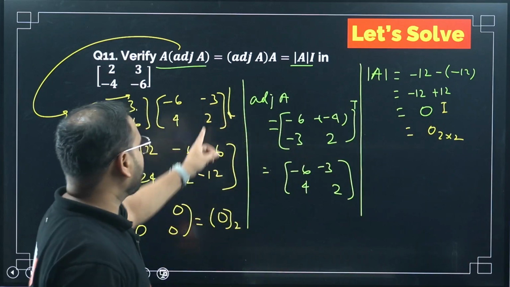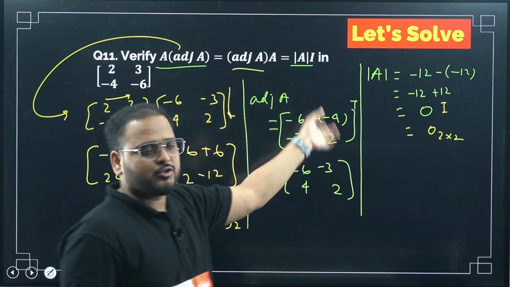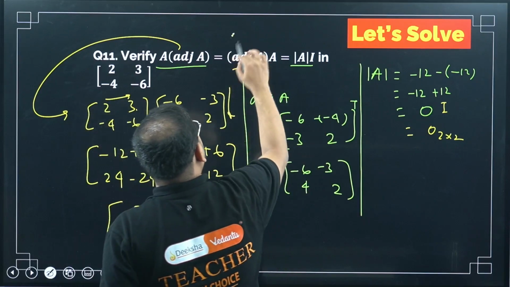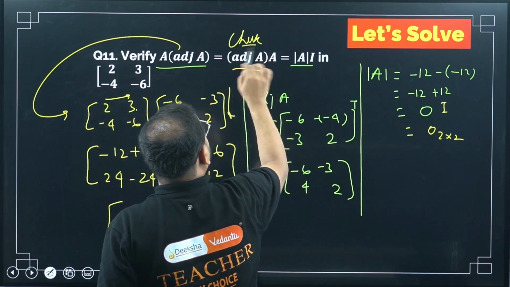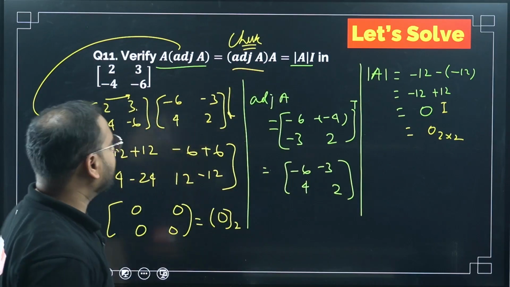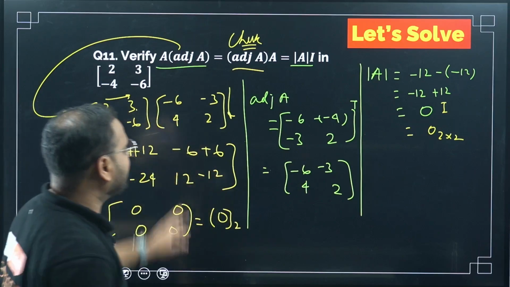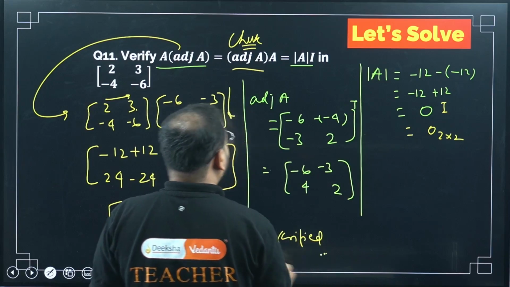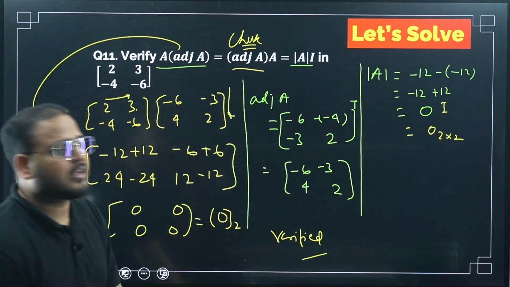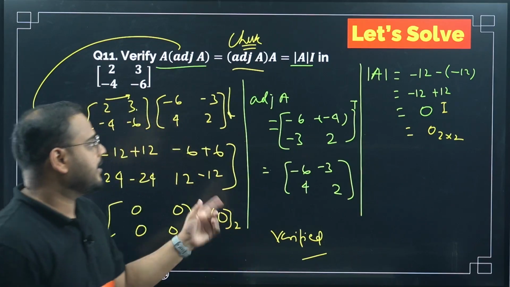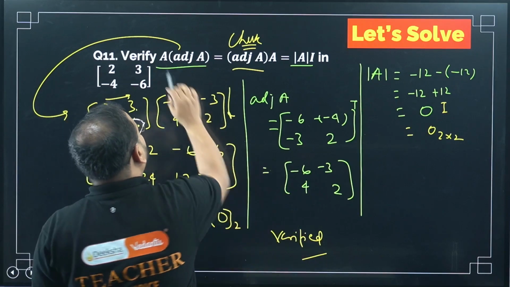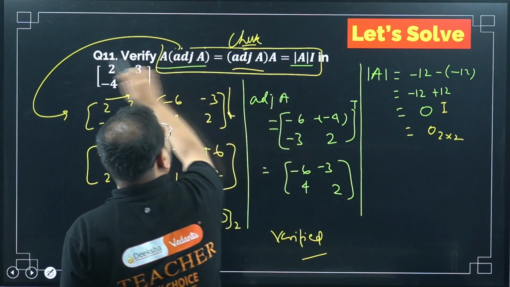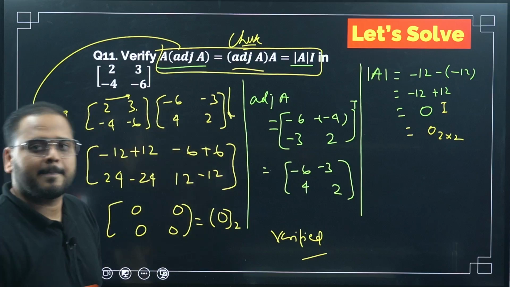So same answer. If you multiply this also, you'll get the same result. So multiply it, check for this. You'll get the same answer. So we verified that. What have we verified, sir? We have verified A adjoint A is equal to adjoint A times A equal to determinant of A times I. Again, this can be used as a property. Very important.